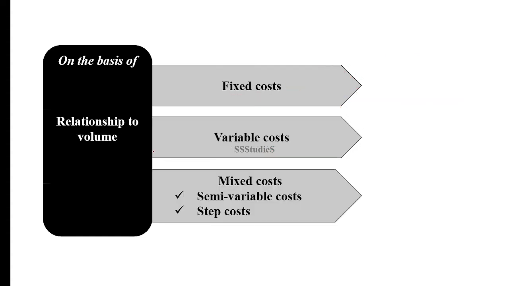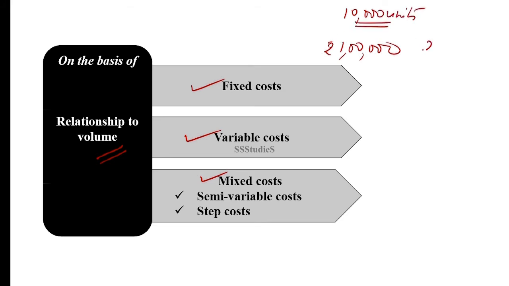Moving ahead, on the basis of relationship to volume, costs can be classified as fixed costs, variable costs, or mixed costs, which can also be called semi-variable costs or semi-fixed costs. Now, what are fixed costs? These are the costs that remain the same for a specific range of activity for a specific time frame. Suppose you're spending rupees 1 lakh for manufacturing 10,000 units, and you're spending the same amount for manufacturing 20,000 units as well, that means this component of cost is a fixed cost.